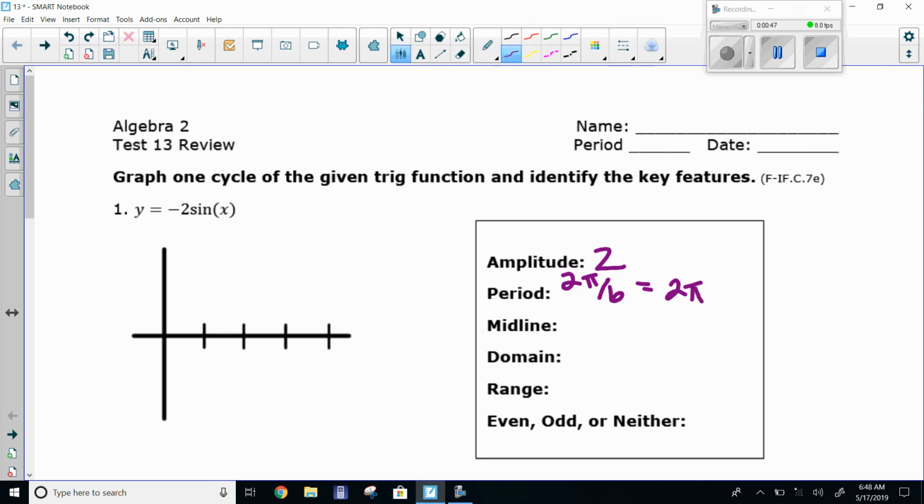And then we're going to have, let's see, the midline. So the midline comes from the number that's at the end over here in this area, and it happens to be 0 because there's nothing there. So that means our midline is y equals 0.